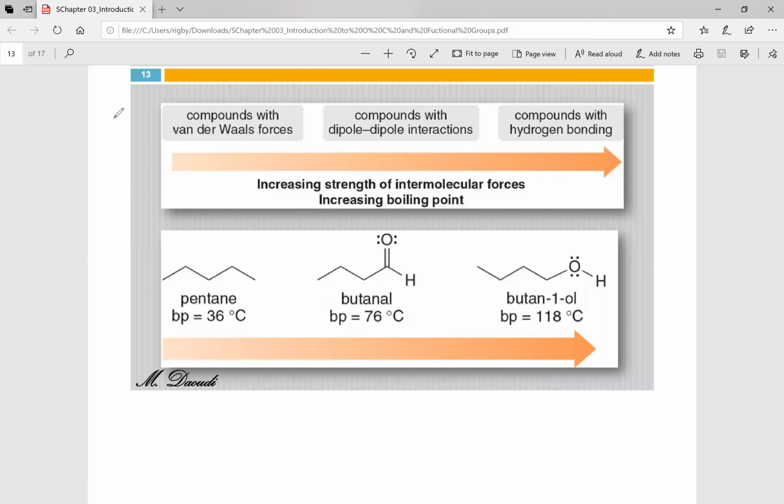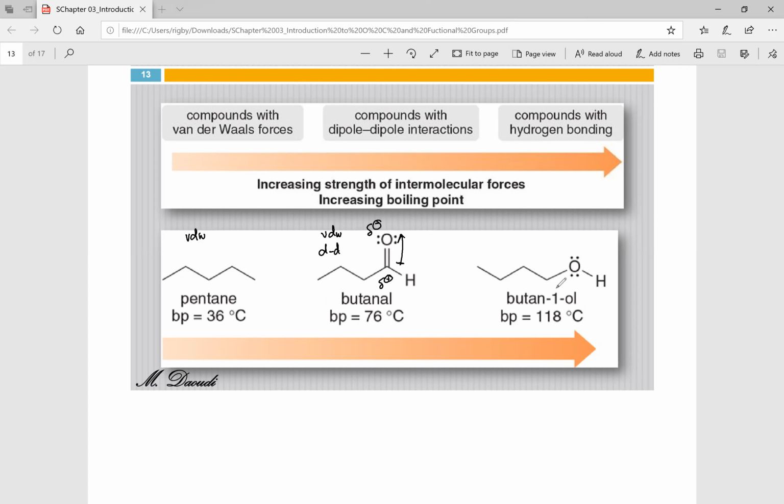We can see here, try to pause the video and try to name what intermolecular forces we have here. I'm just going to go ahead and do it. Pentane has van der Waals and nothing else. Butanol has van der Waals, and we can see here that this oxygen atom is more electronegative than carbon, so it's going to pull the negative charge towards itself, making it partially negative, and the carbon it's attached to partially positive. So this one also has dipole-dipole forces.